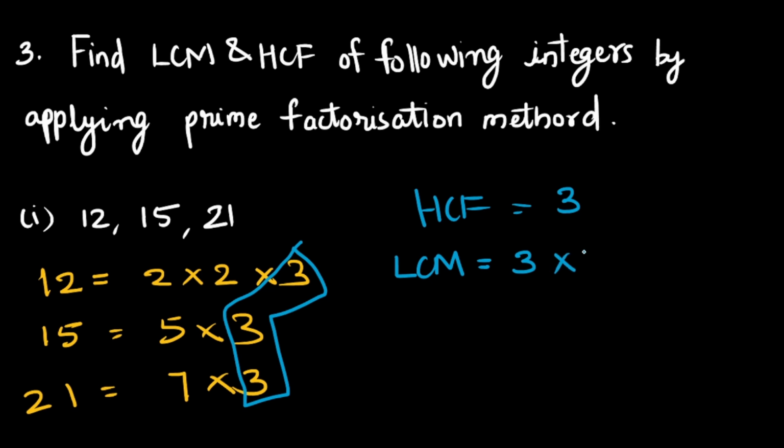Then the rest you have 2 into 2, then you have 5 into 7, right? So what will you get? You'll get the LCM as 420. I hope this question is clear.